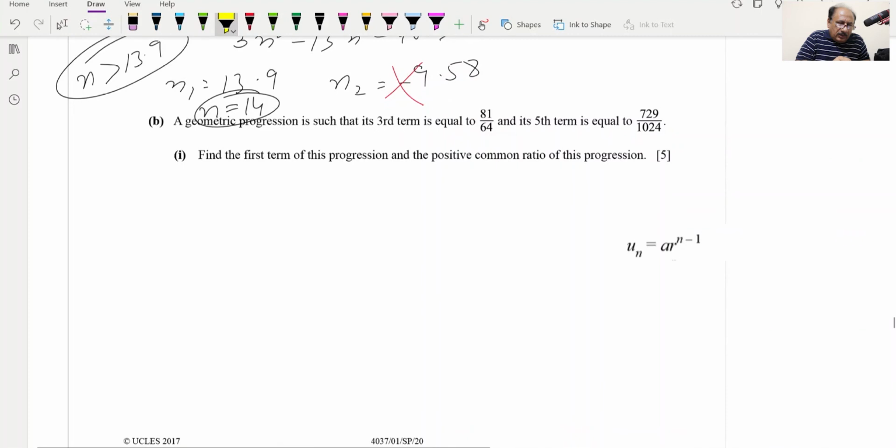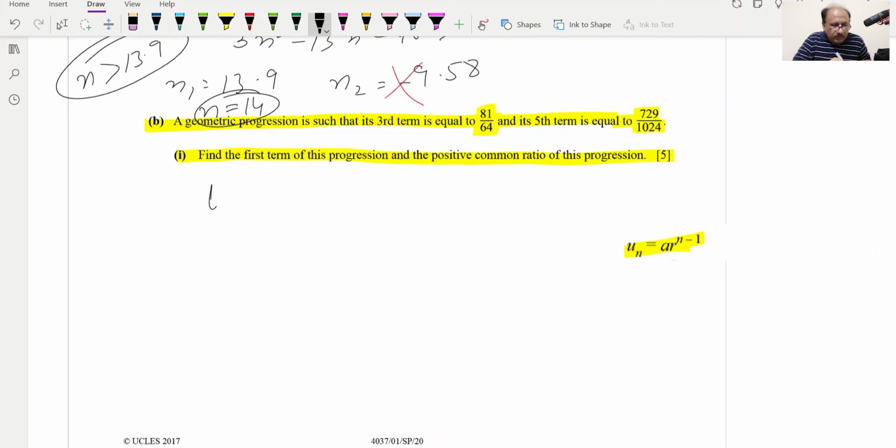The B part: a geometric progression is such that the third term is equal to 81 over 64 and its fifth term is equal to this one. Find the first term of this progression and the positive common ratio of this progression. So this is a 5 marks question. We know this is basically the formula. These formulas are provided in the formula sheet.